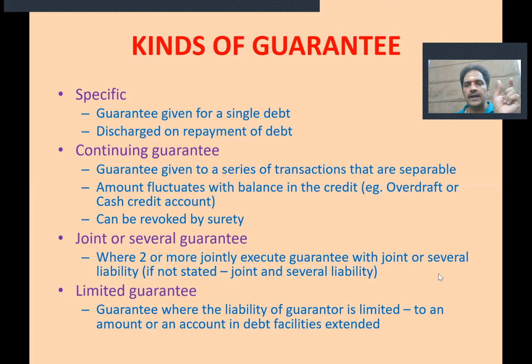Then limited guarantee. So here the guarantee can be limited in terms of the transaction or in terms of the amount for which he stands guarantee. So I can say that I will give him a loan of 10 lakhs, but I want a guarantee for 5 lakhs. So here it's a limited guarantee. If I am going to have a single loan of 10 lakhs and the guarantee is for that loan, then it will become a specific guarantee. If I am going to have a loan of 10 lakhs in the form of cash credit, till the time that cash credit account is going on, it is a continuing guarantee. So these are the different kinds of guarantees.